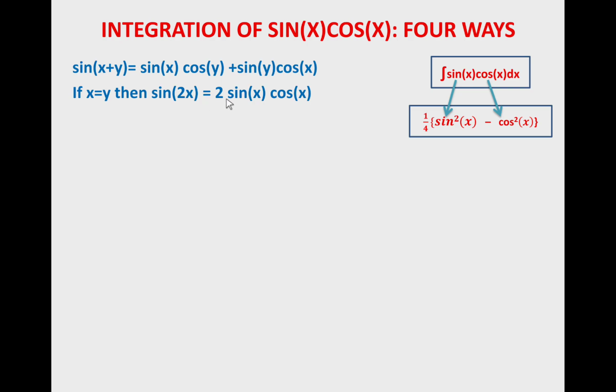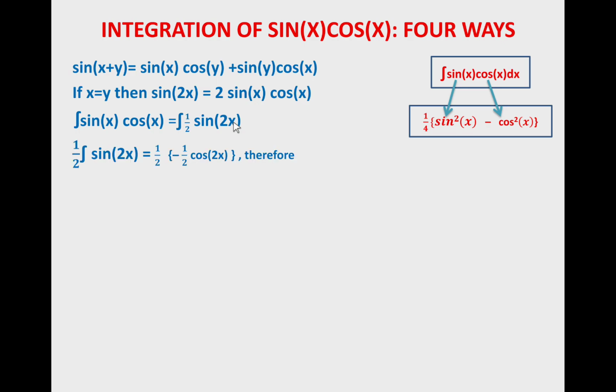If we divide both sides by 2 and switch the sides, we will get sine x cosine x equal to 1/2 of sine 2x. Now if we put the integration sign on the left and the integration sign on the right, this is our original function. So it is equal to the integration of 1/2 of sine 2x.